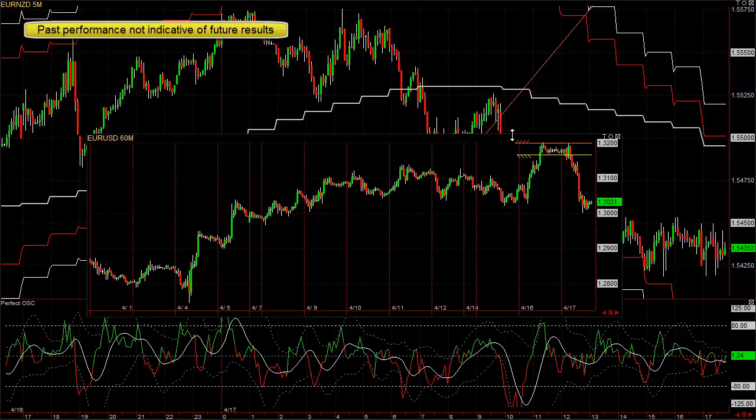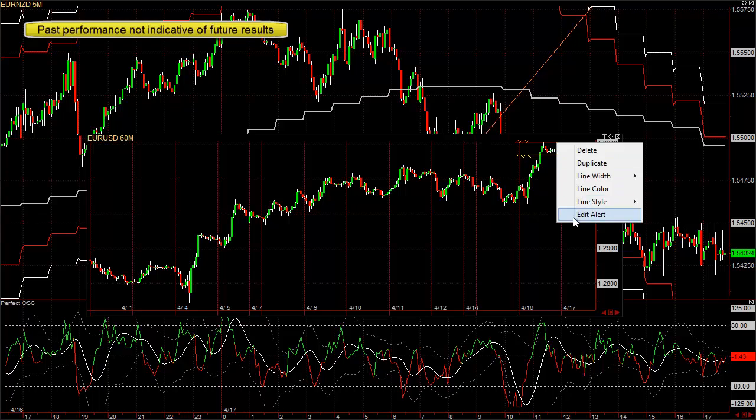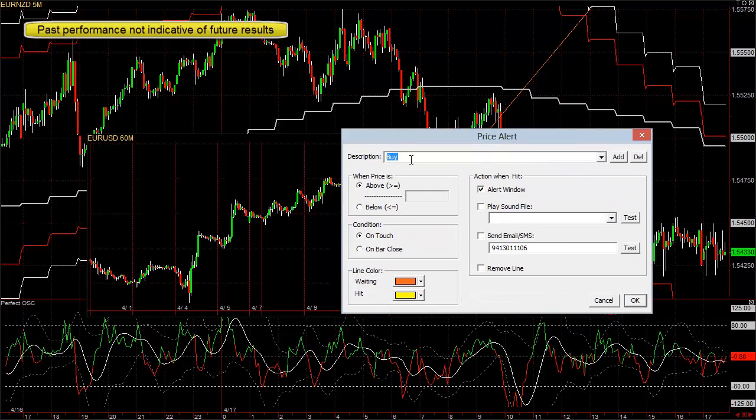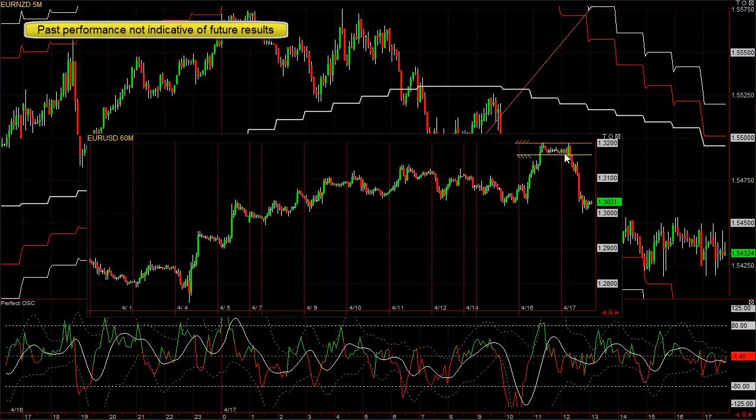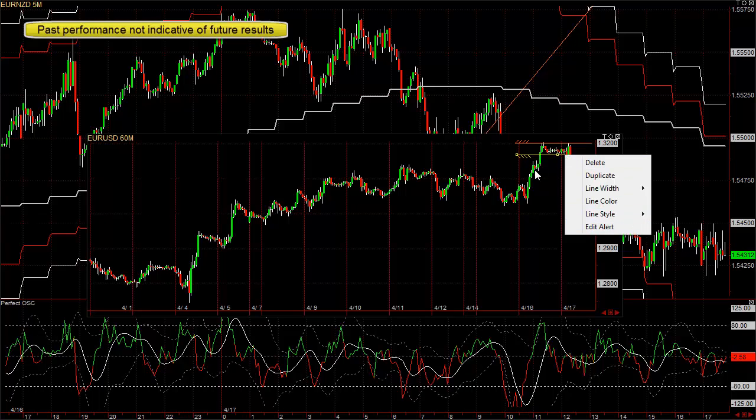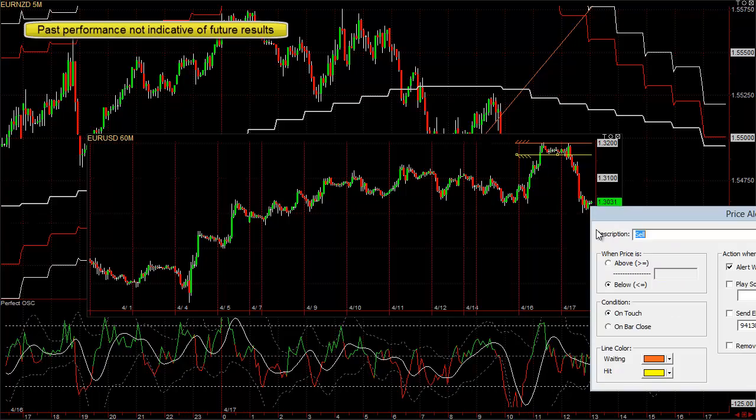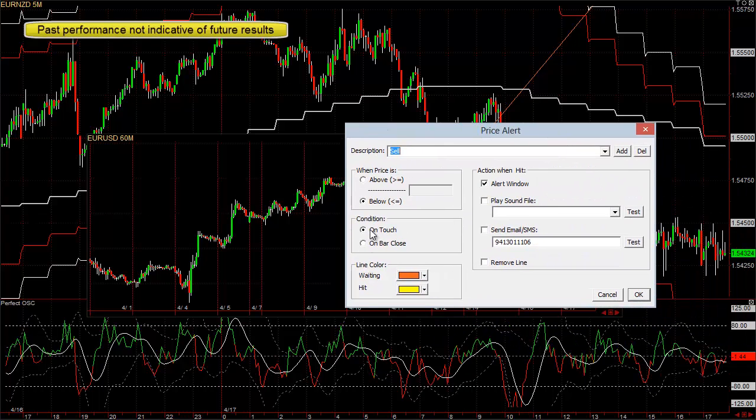Euro dollar, it was in a very sideways range, so if it went above the high, I wanted to buy. It never did. If it went below the low, I sell. And you can see if I right click on this other one that you'll see it actually has a buy order in there, and this one had a sell order in there. Once it gets triggered, it changes to yellow. And you can have an on touch send an alert, or a bar close.